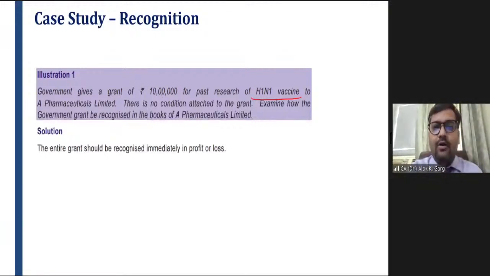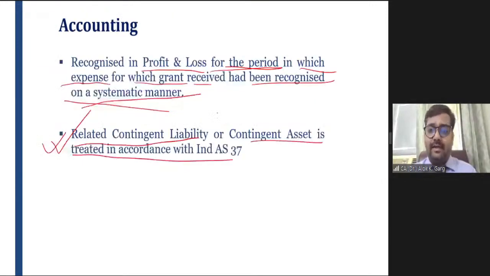Someone was asking, sir, if there is no condition, whether the first condition needs to be checked. Of course, it is not to be checked. Examine how the government grant be recognized in the books of A Pharmaceutical Limited. So government gives a grant of rupees 10 lakh. The government was very happy and declared, Mr. A Pharmaceutical Limited, you have done a good job in the past for this H1N1 vaccine.